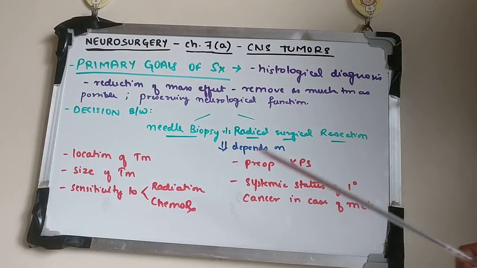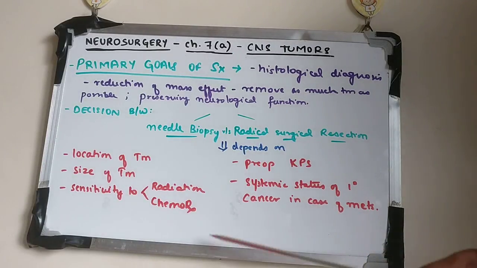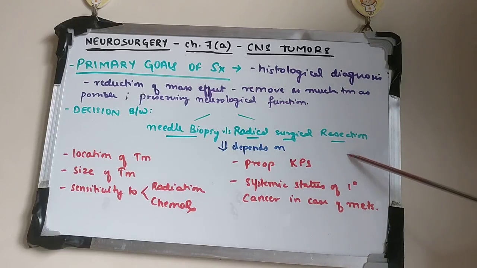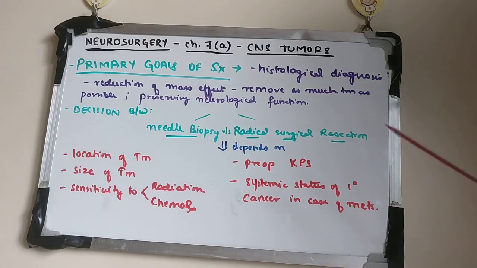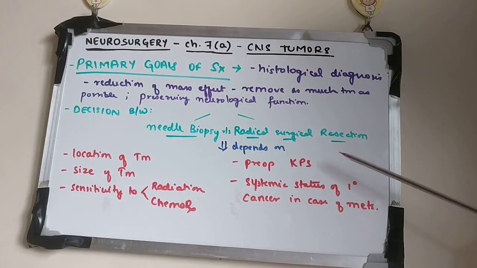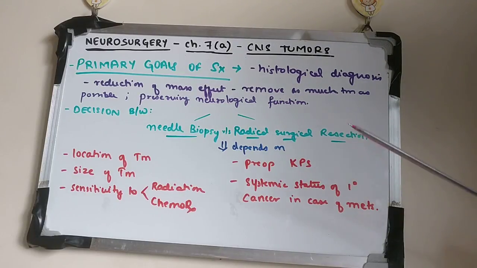Because if it is highly sensitive, you do not have to go for radical surgical resection. Rather, you can get a needle biopsy, you can see the histology, you can give radiation and chemotherapy instead of going for surgical resection. Then it also depends on the patient's pre-op Karnofsky performance score. And in case it is metastatic brain lesions, then the systemic status of the primary cancer. So all this helps us decide whether we should conduct a biopsy on the patient or a surgical resection of the tumor.